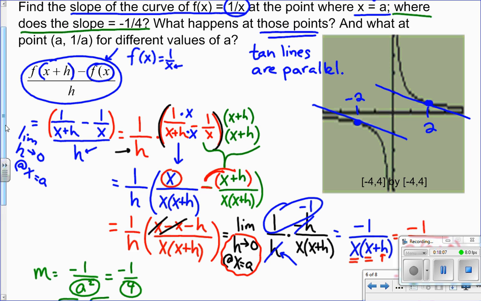And last but not least, what happens at the point a, comma 1 over a? I'm reading this right here.